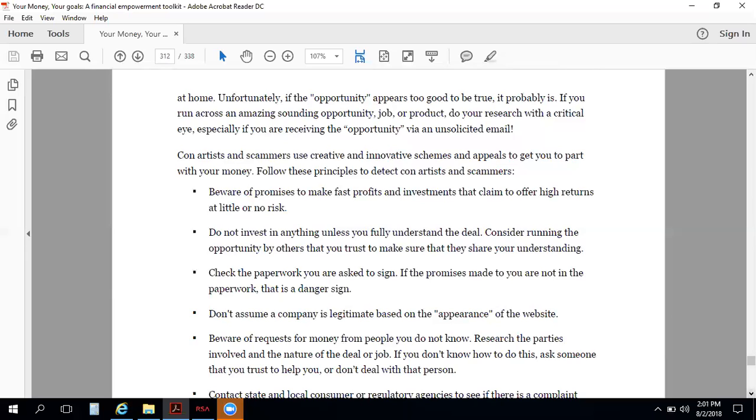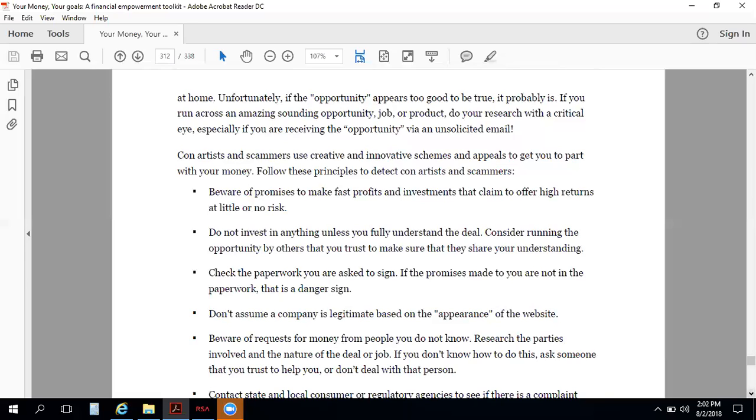It is. Do not invest anything unless you understand the deal. Consider running the opportunity by others you trust to make sure that they share your understanding. Example of that, like what I just told you about the client that came to me with that letter he got. He almost sent them the money, but he brought the letter to me first, and I was able to check the company out with the Better Business Bureau, and he was able to avoid that scam.